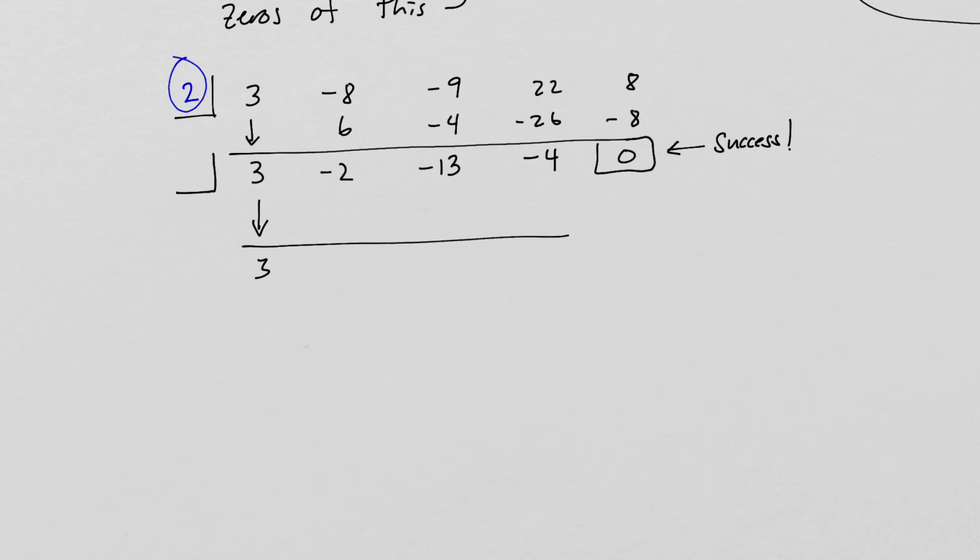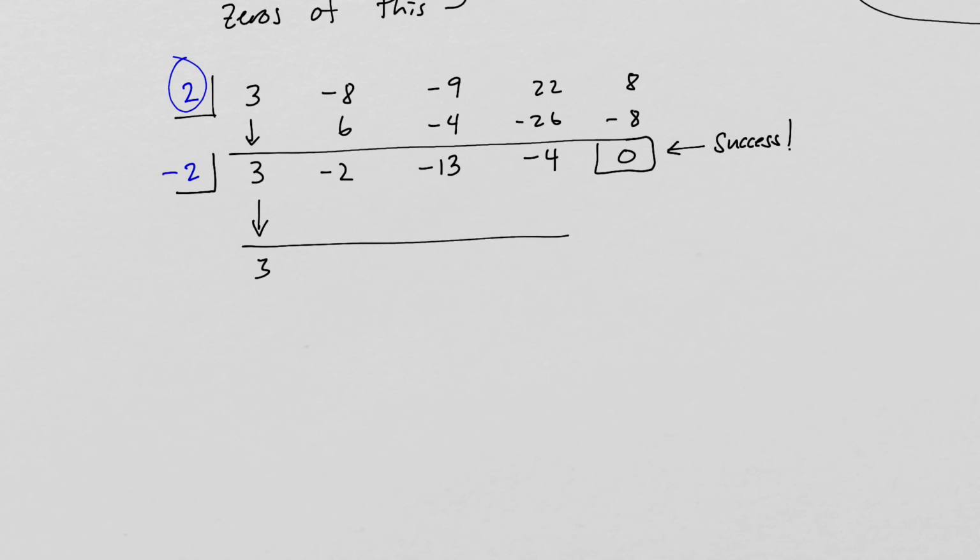Now, the next guess has to be a factor of 4, right? Because now my polynomial that I have left over, the constant term is 4. So I could try 2 again. Let's see if 2 works. Sometimes it works more than once. 2 times 3 is 6. Negative 2 plus 6 is 4. 2 times 4 is 8. Negative 13 plus 8 is negative 5. 2 times negative 5 is negative 10, and that leaves us with negative 14. Okay, so that was a failure. That did not work. So we don't have to try the number 2 anymore.